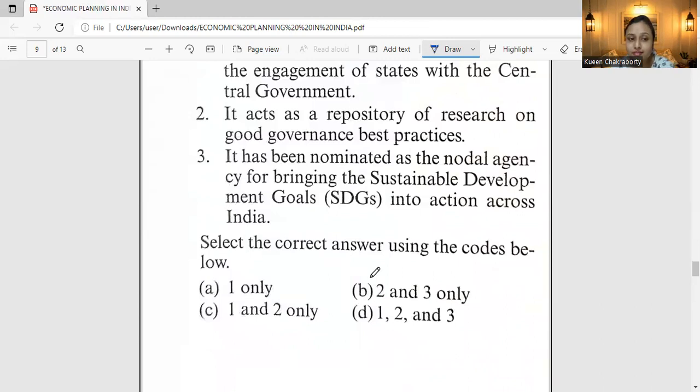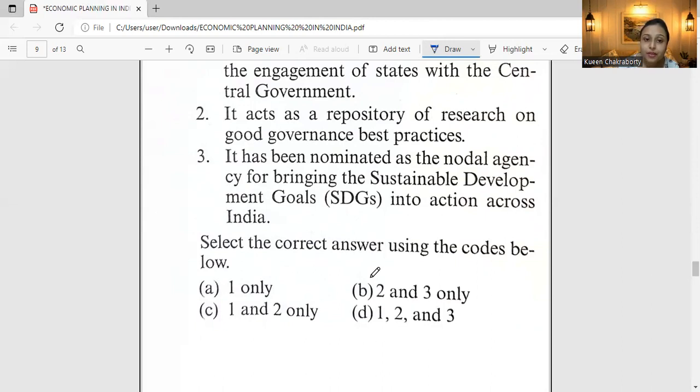So coming to the discussion of this answer, under the NITI Aayog, there are 2 hubs, that is Team India Hub and the Knowledge and Innovation Hub. The Team India Hub acts as a mechanism of cooperative federalism, while the Knowledge and Innovation Hub builds the think tank capability of the NITI Aayog.